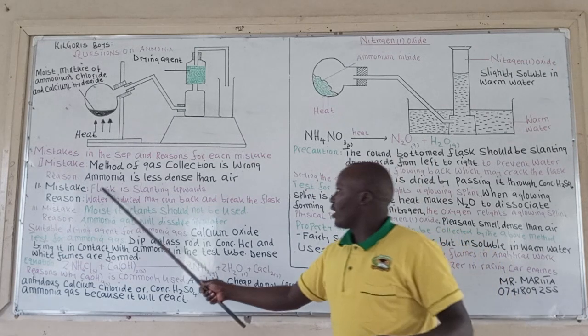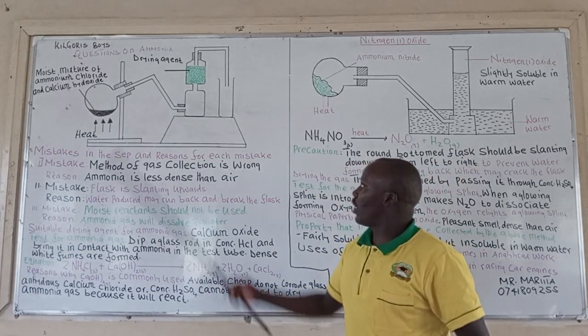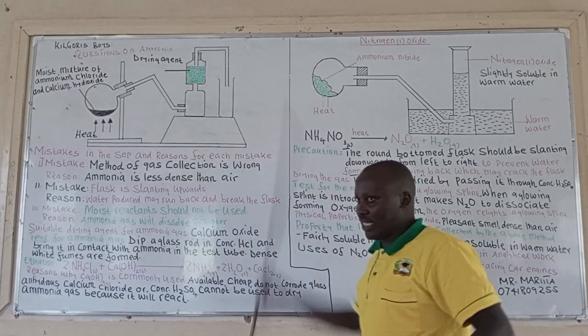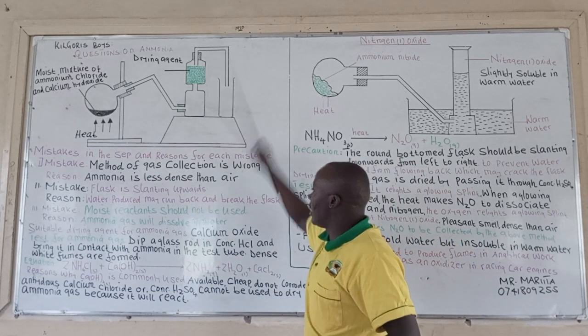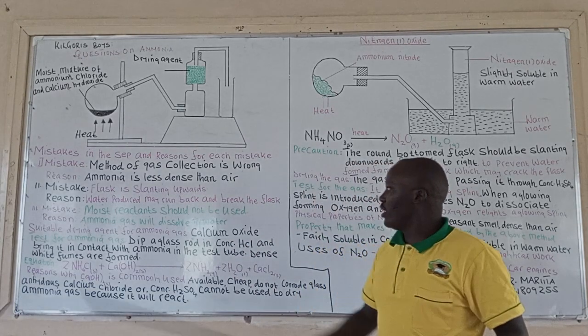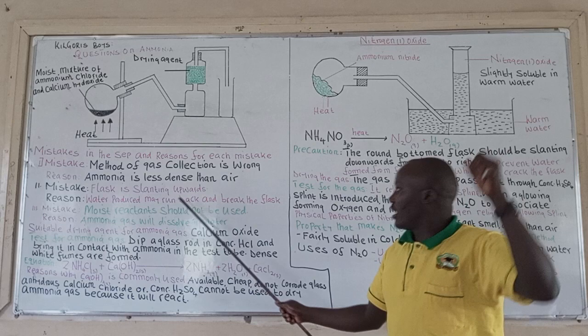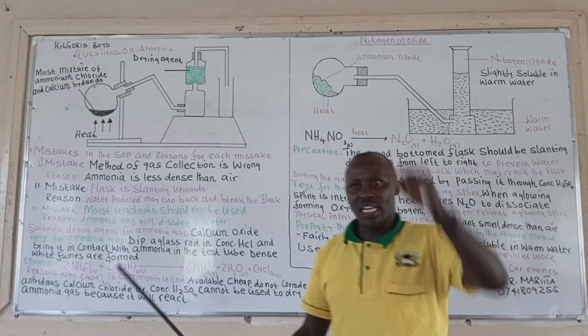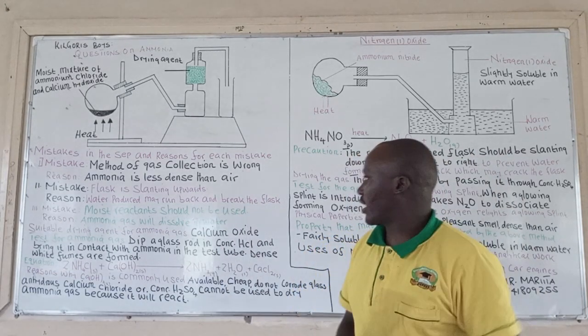Mistake number 2, the flask is pointing upwards. You can see here, instead of pointing downwards, it is pointing upwards. The reason is that water produced may run back and break the round bottom flask.